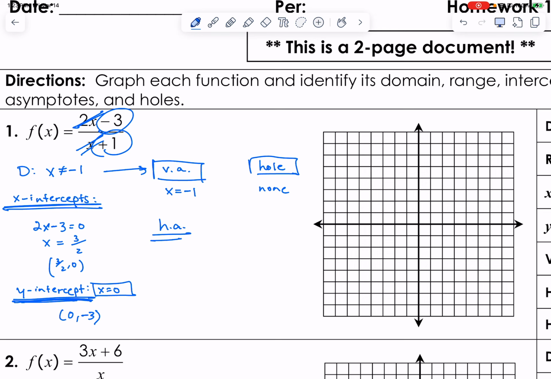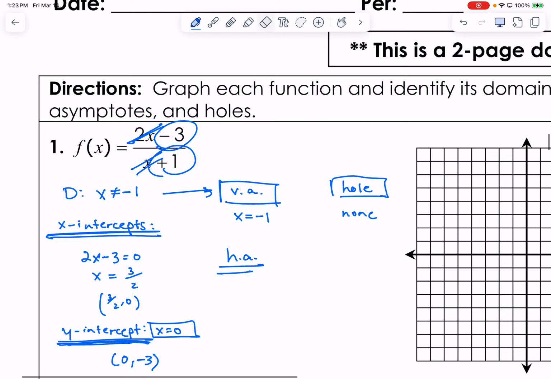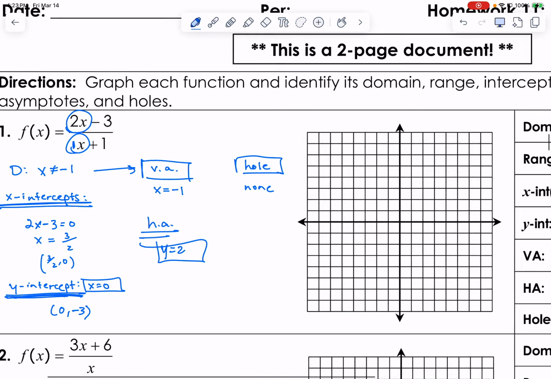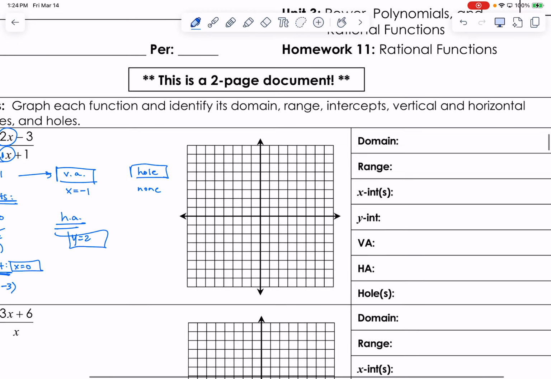HA, I like to use the original equation, even before I simplified, because it's easiest to look at the powers. Highest power on top, highest power on bottom. What's the ratio of the coefficients? 2. So there it is. Light work. This one was so easy. Okay, and I did get that right. So you can have all that stuff filled in.